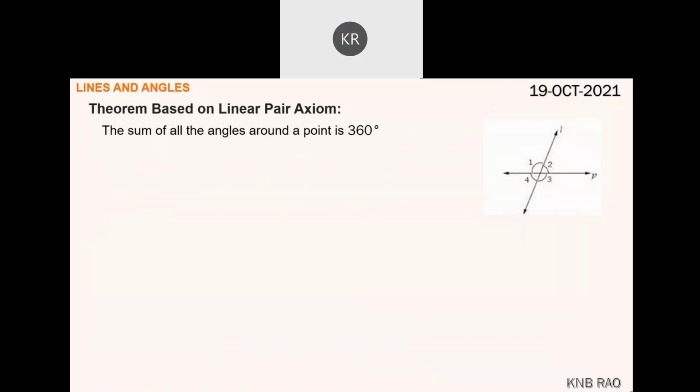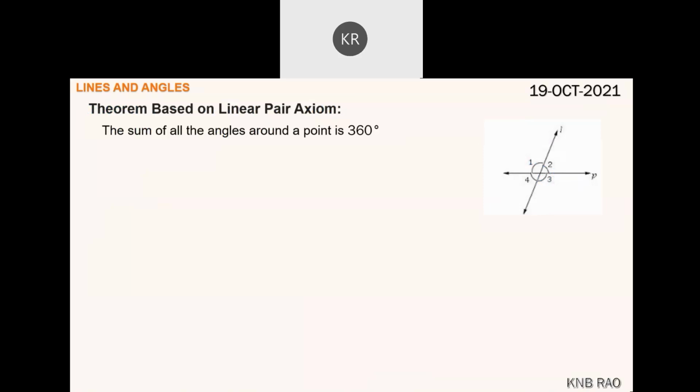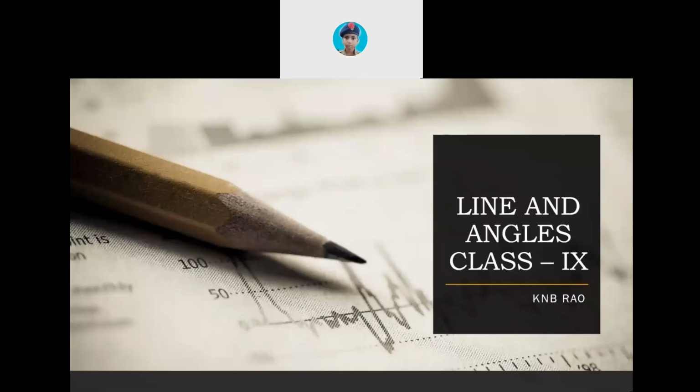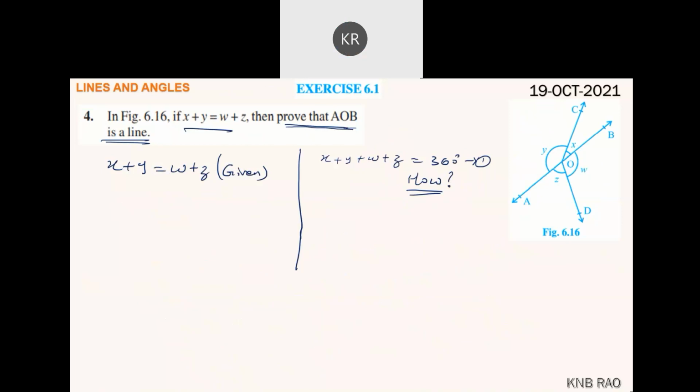This is a theorem based on linear pair axiom. The sum of all the angles formed around a point is 360 degrees. This is the theorem which we proved now. Yes, sir. So we will use this here. So the reason for how and why you will get that.